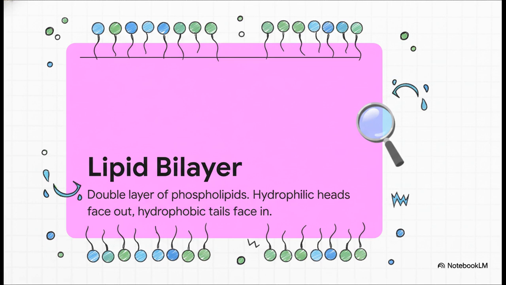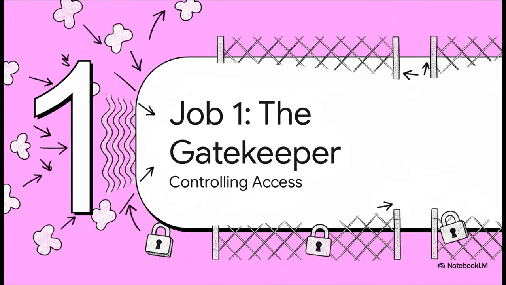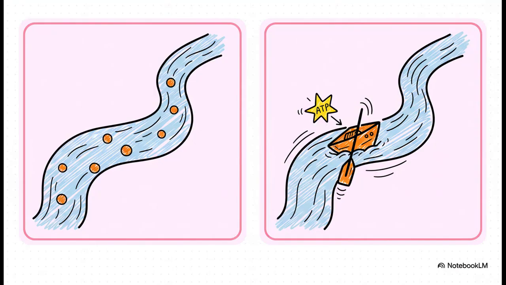So clever. So with that smart structure in place, let's look at its first and most famous job, controlling everything that comes in and everything that goes out. This membrane is, no joke, one of the most selective gatekeepers in the entire universe. And there are really only two ways to get across this border. The first is passive transport. You can think of this like floating downstream on a river. It doesn't cost the cell any energy at all. Molecules just naturally move from where they're crowded to where there's more space.